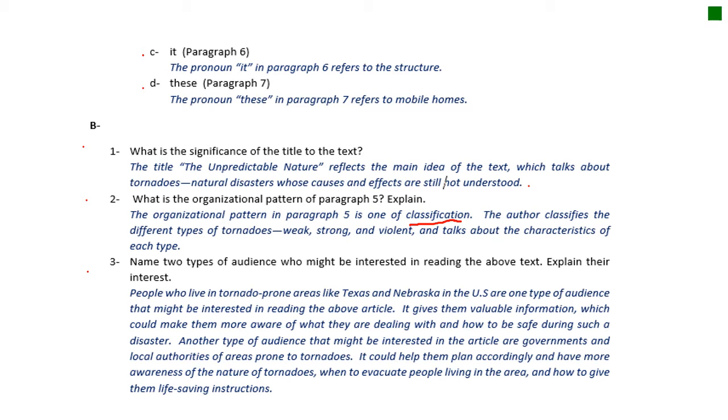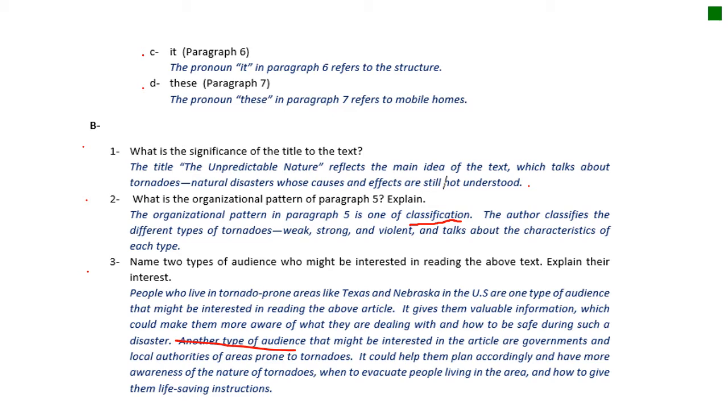Finally, name 2 types of audience who might be interested in reading the above text. Explain their interest. This is very important. I chose 2 groups, people who live in tornado-prone areas like Texas and Nebraska in the US, and I said this is because they want to have more awareness of what to do in case the tornado strikes and the types of tornadoes that they're dealing with.